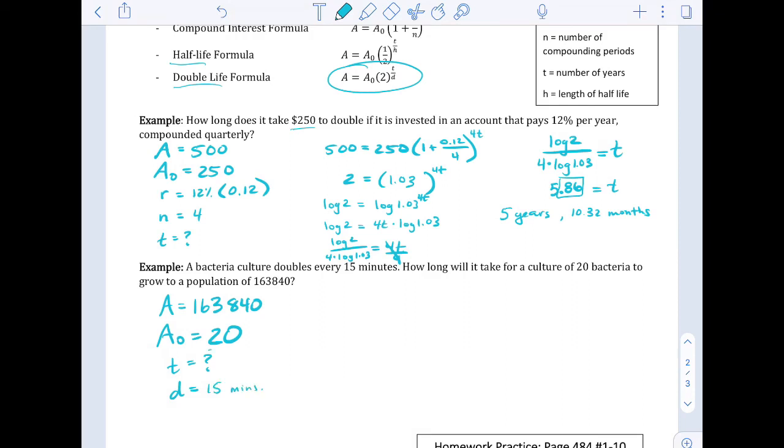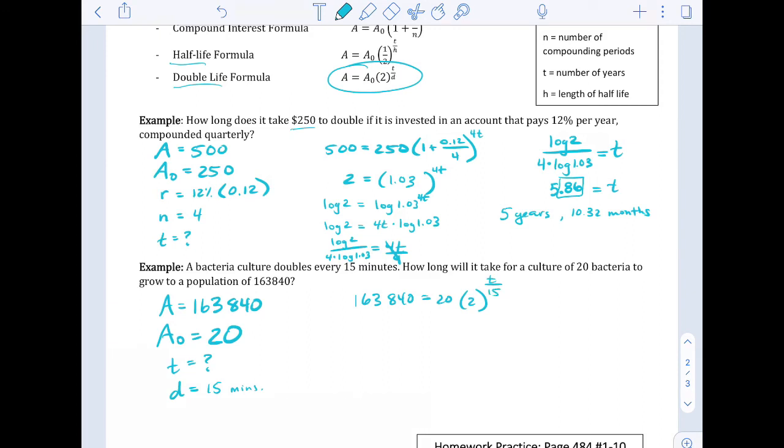So when I get my time, it's not going to be in years because D is in minutes, so it's going to be in minutes as well, the amount of time it takes. So let's plug it all into that doubling formula. So we have 163,840, that's A, is equal to 20 times 2 to the power of T divided by D, which is 15 minutes.